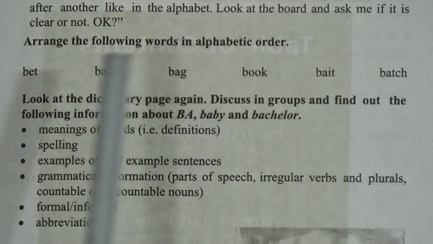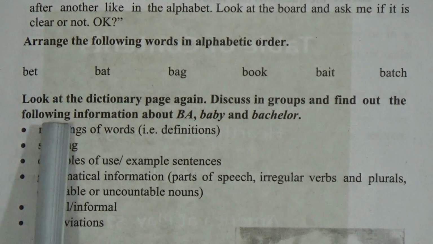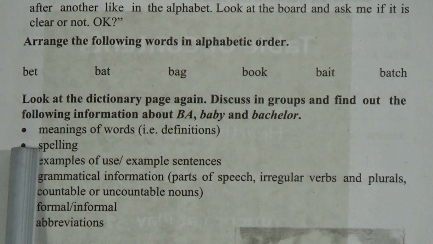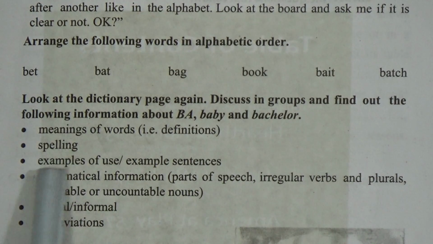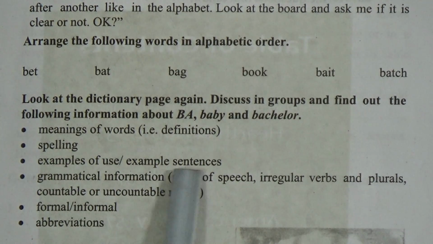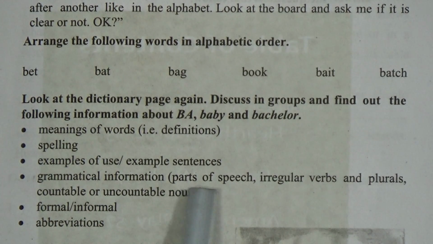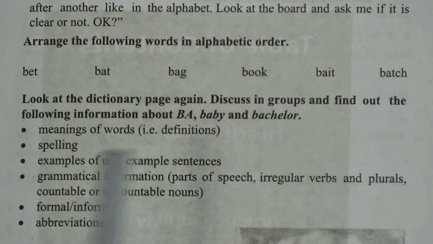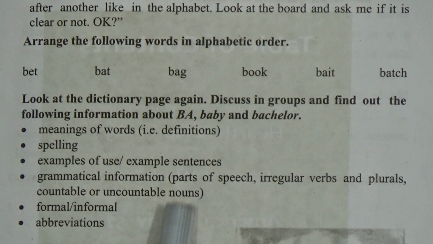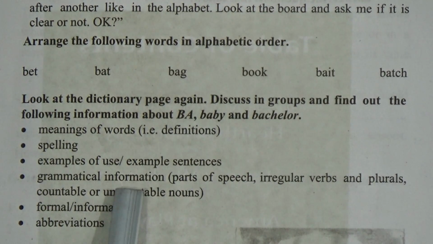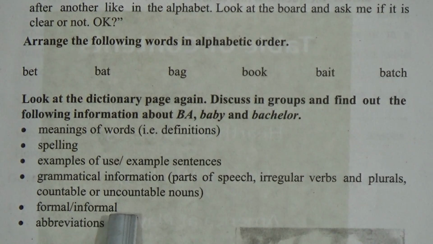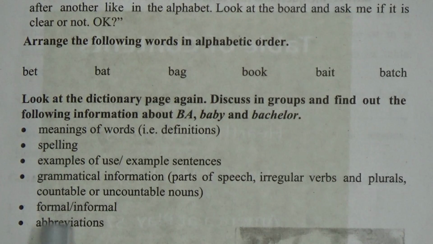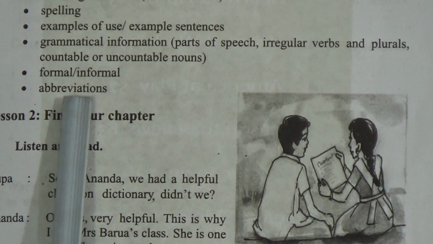So what can we look up from a dictionary? Let's see. What information can we find in the dictionary? Meaning of a word or definitions, then spelling, then example of use or example sentences, grammatical information like passive speech, irregular verbs, plurals, countable or uncountable nouns. We can find all this grammatical information of a word in a dictionary. Then formal or informal. We can also see formal or informal uses of a word in the dictionary. Then abbreviations. Abbreviation means short forms of a word.